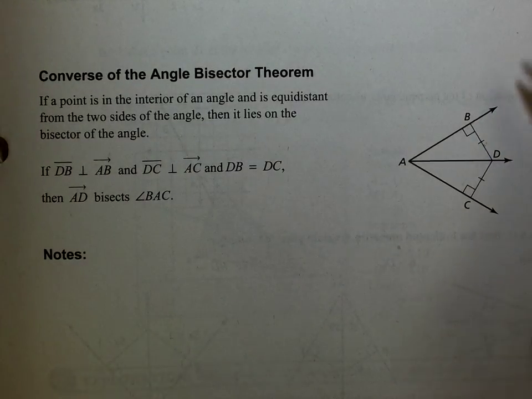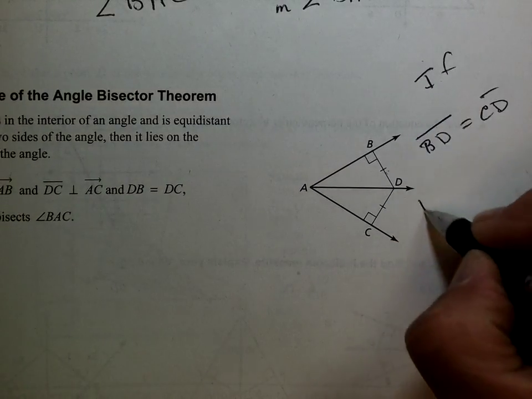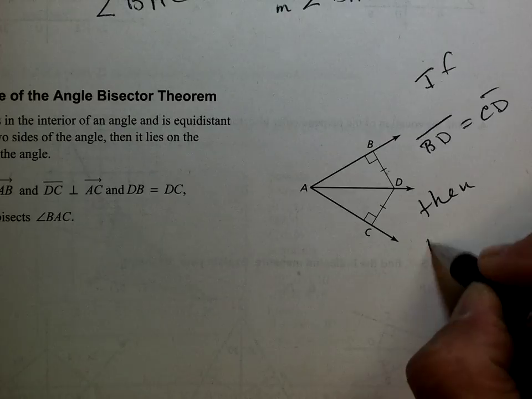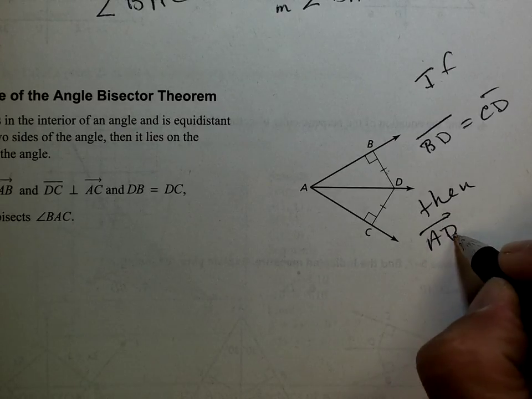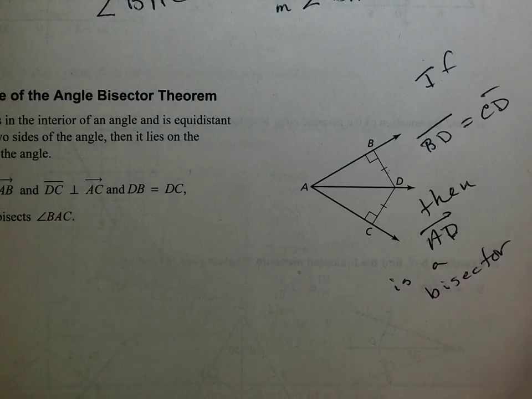So now, the opposite is true. If BD is equal to CD, then AD is a bisector.